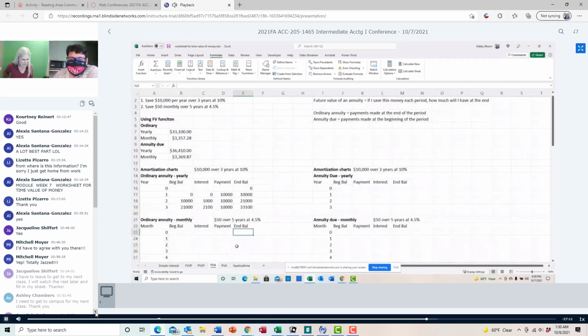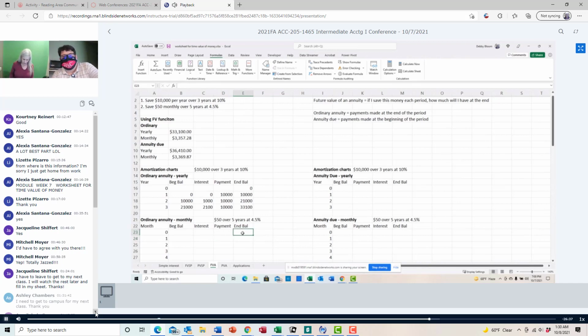Okay, let's move on. Let's now amortize our $50 monthly. If we're going to amortize the $50 over 5 years at 4.5% monthly, we're going to do it the same way. Basically, the only thing that's going to be different is our interest formula is going to be slightly different, right? It's now 4.5% per month instead of 10% a year, right? Our payment is going to be $50, but other than that, it's exactly the same formula.